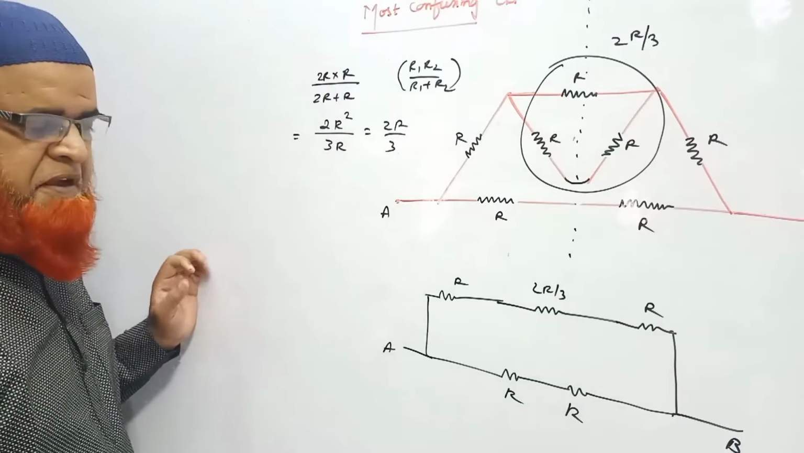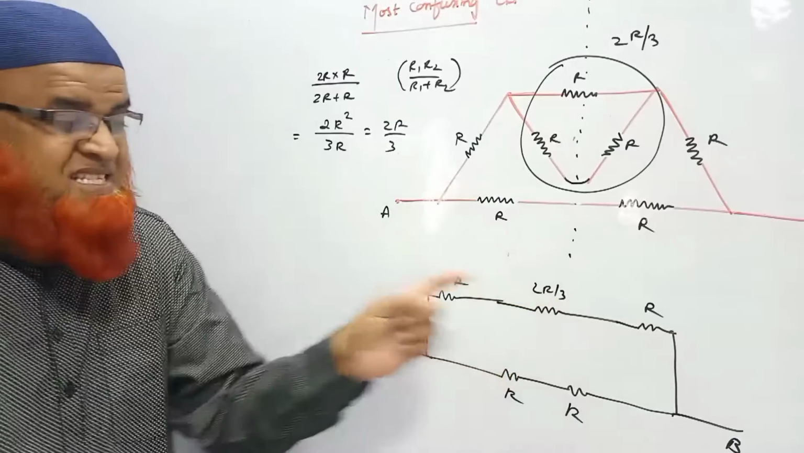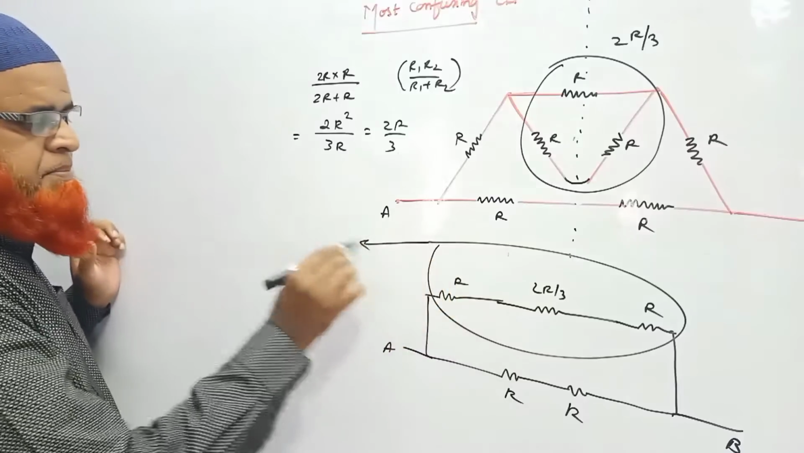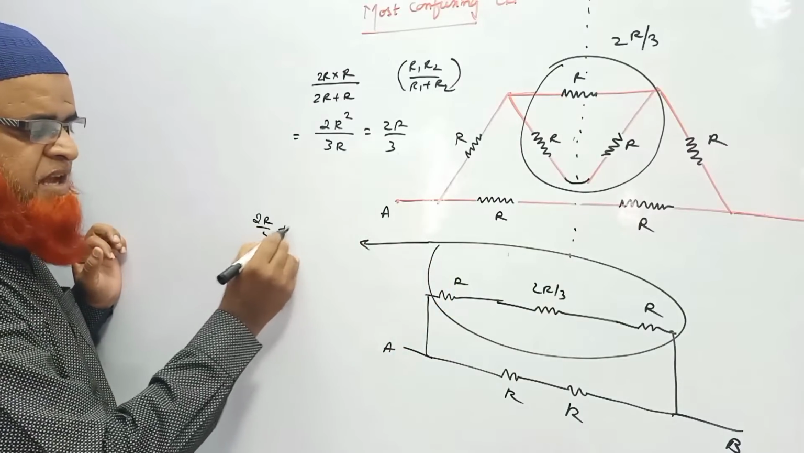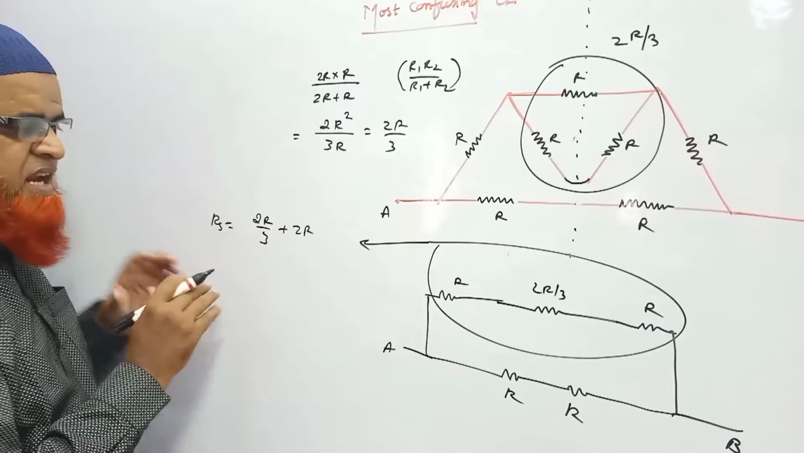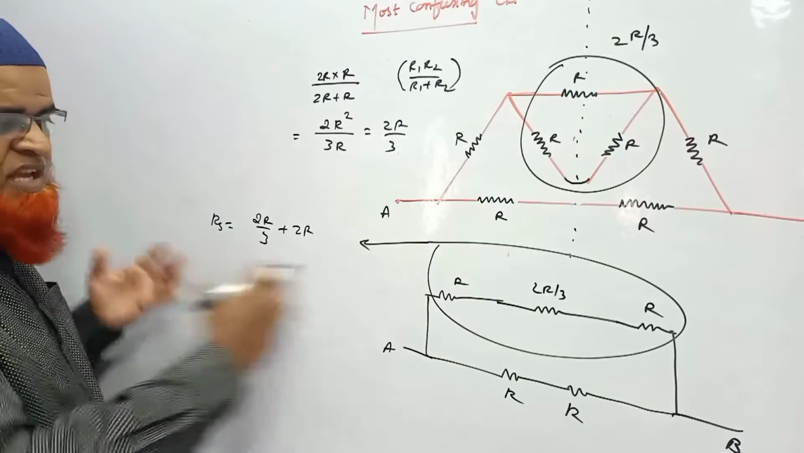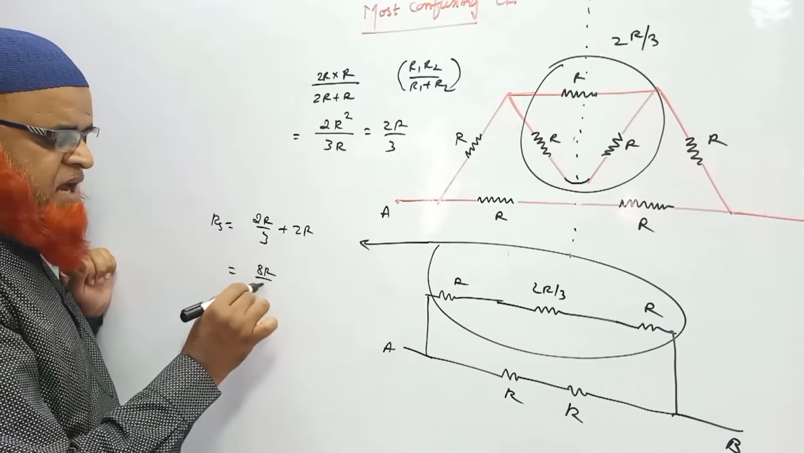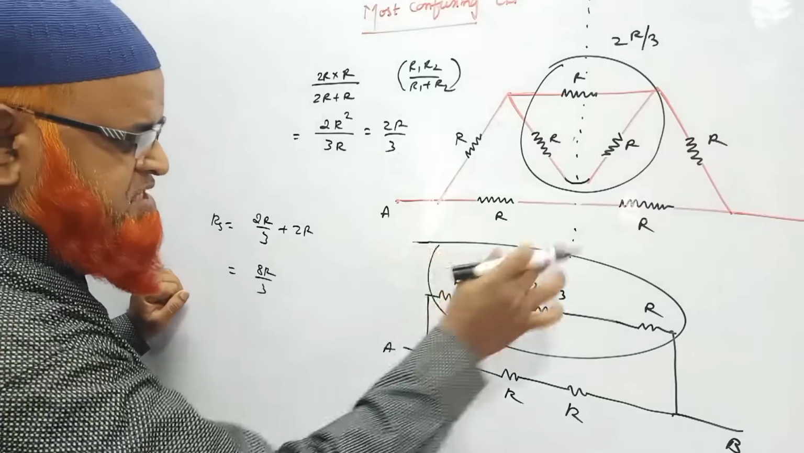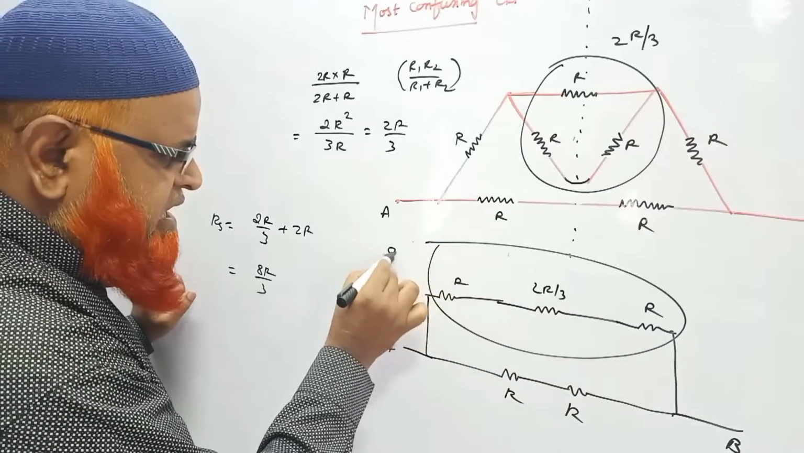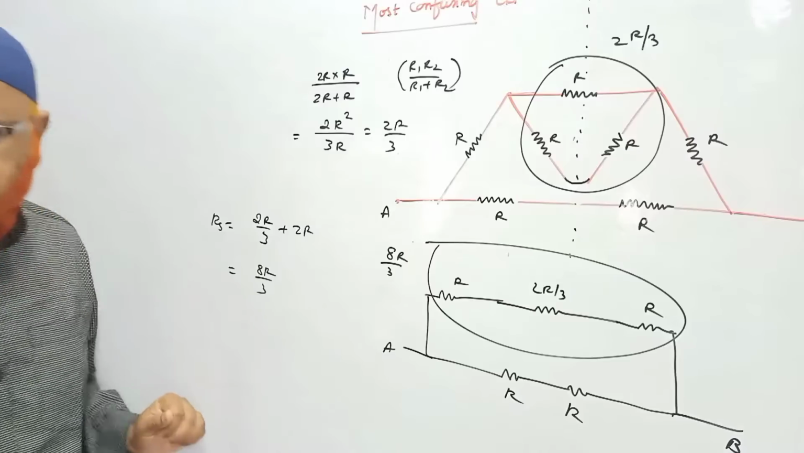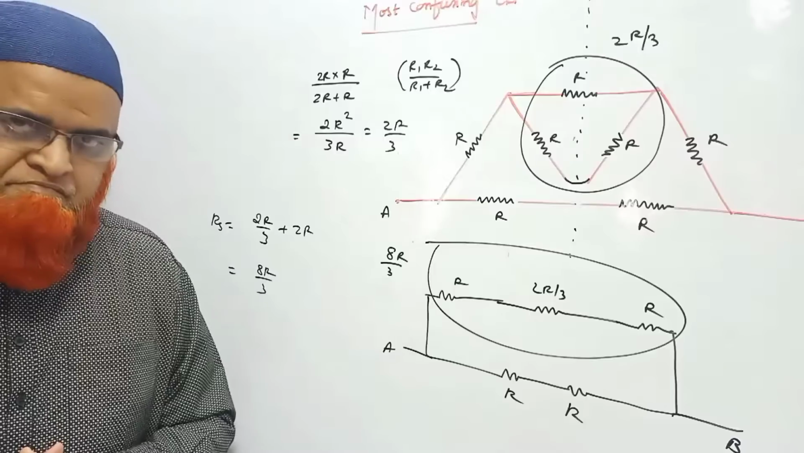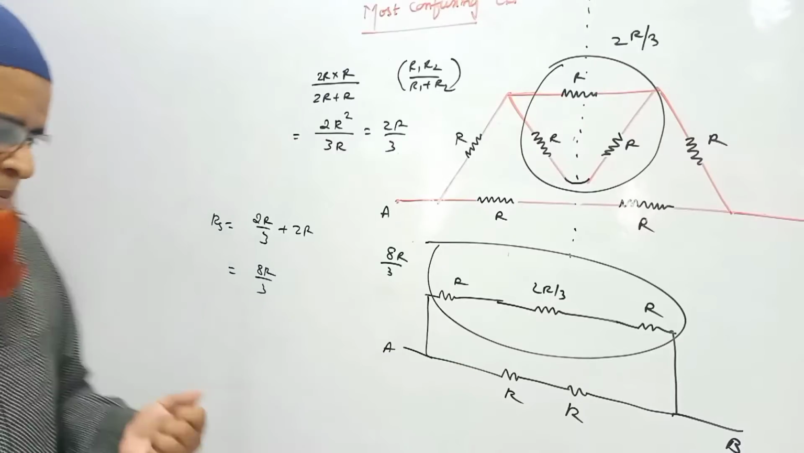Now let us see what is going to happen. 2R by 3 is in series with these two. So now the combination of these three will become 2R by 3 plus 2R, because this is the case where resistance is in series. So series means just adding that. So you can write 8R by 3. So the solution for this part of the circuit is 8R by 3. 8R by 3 is in parallel with this 2R.